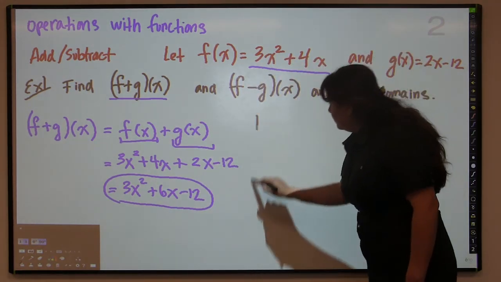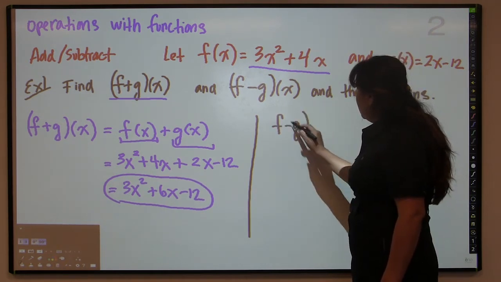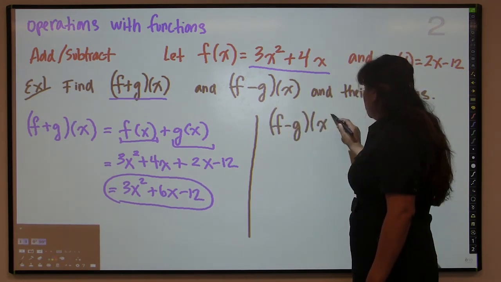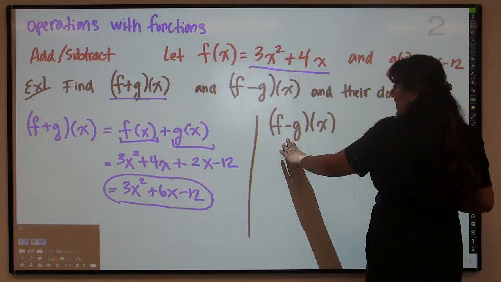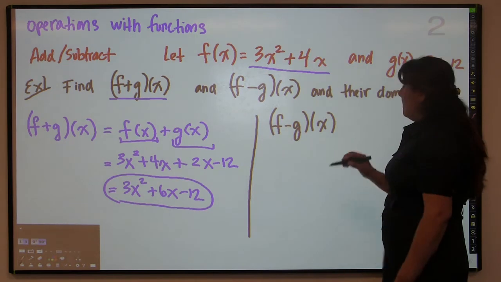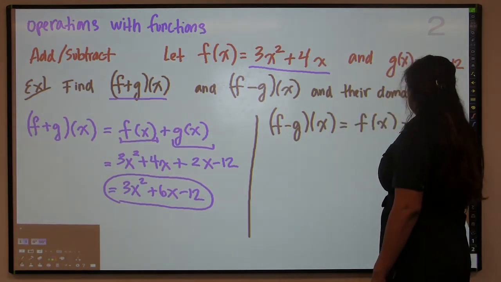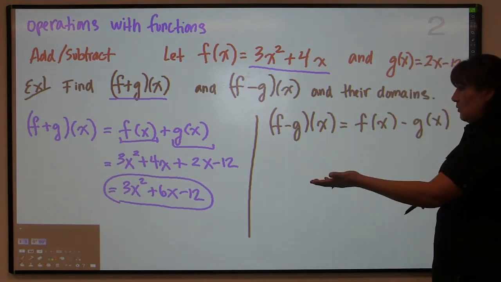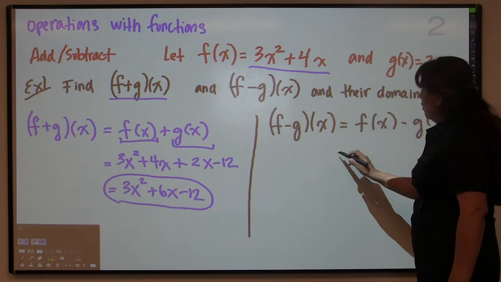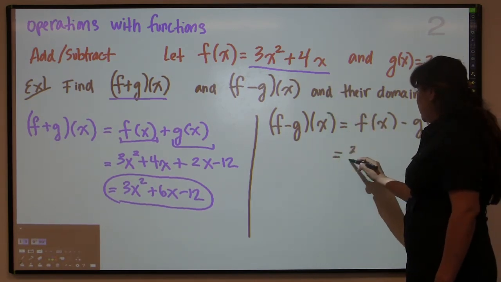And then also they want us to find f minus g of x. And again, you are welcome to use whichever notation is best for you. But this is how the book will generally ask you to do it, so I don't want you to be confused by that. But that's the same thing as saying f of x minus g of x. And you can just separate the two functions like this, and in much the same way as the previous example, we are going to replace f of x with 3x squared plus 4x as per the definition.